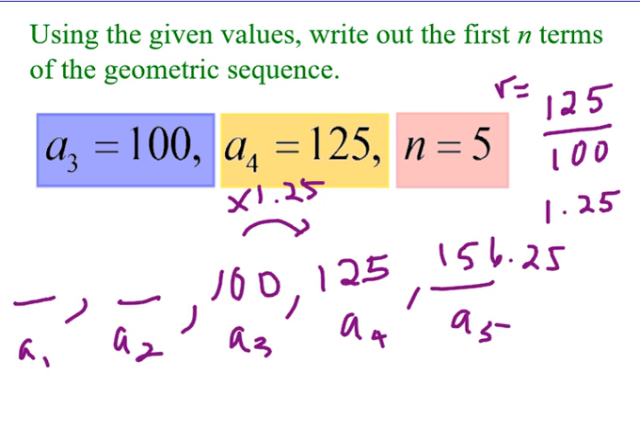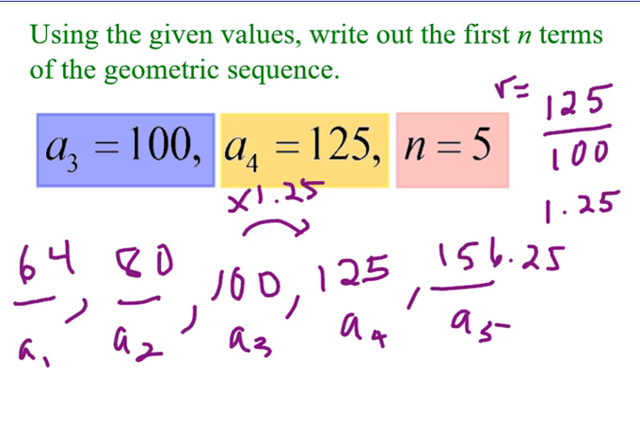To go backwards, I'm going to take my 100 and I'm going to actually divide by 1.25, and I get 80. Because then if I multiply my way to the right, I will end up with 100. And then I'm going to take that number, and again, I'm going to divide by 1.25, because I'm going the opposite direction. And I get 64. Hopefully that makes sense. So I had 2 numbers in the middle.